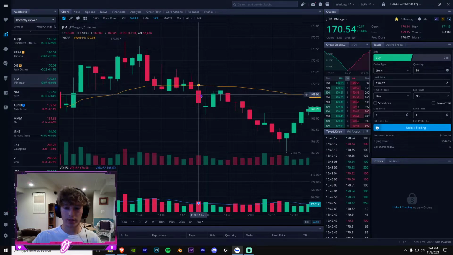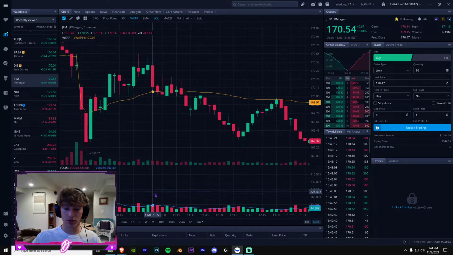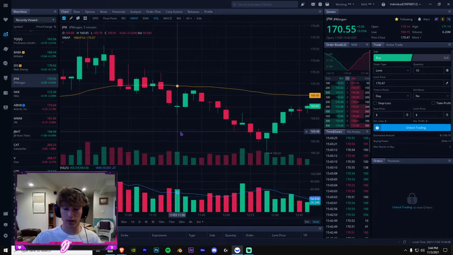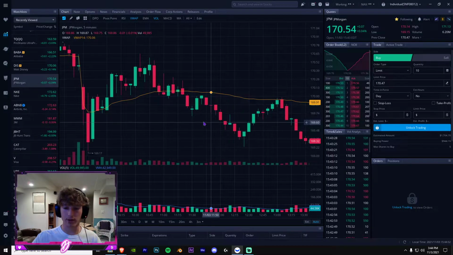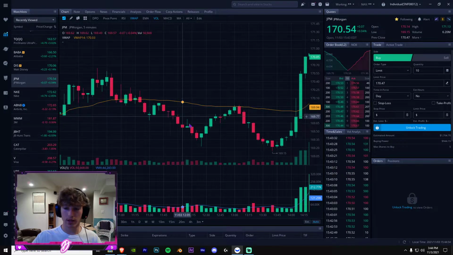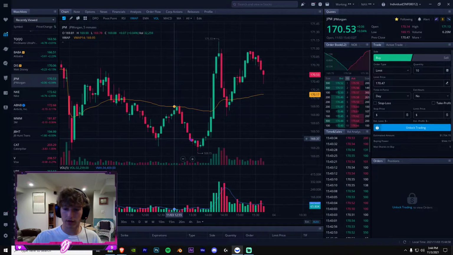This wasn't enough confirmation for me just because it's not much volume compared to earlier in the day, so I would have waited. And then we see this retest, and then this red candle definitely would have been confirmation for me. And that was a nice 170 to 169.30. That was a nice 70-cent move there, so that would have been a lot in options.